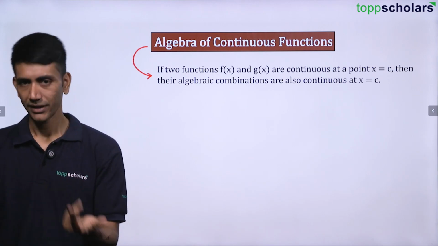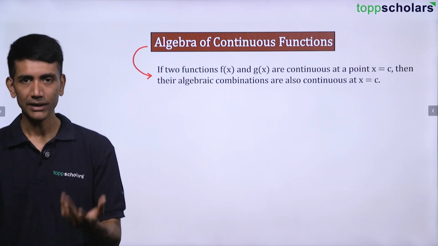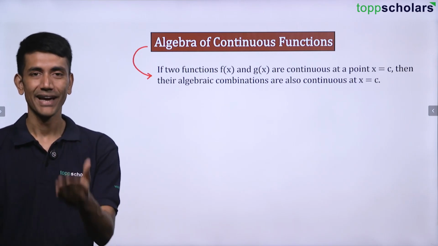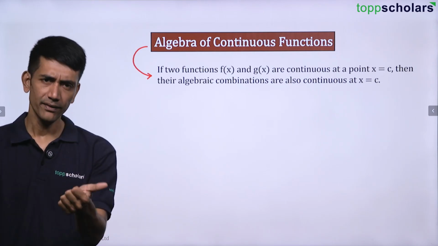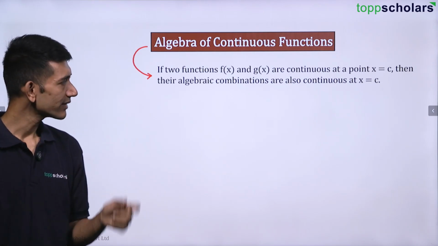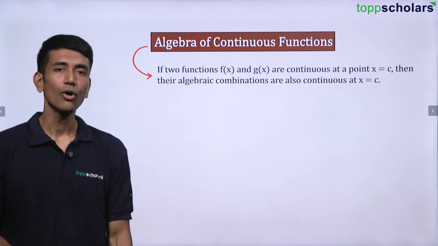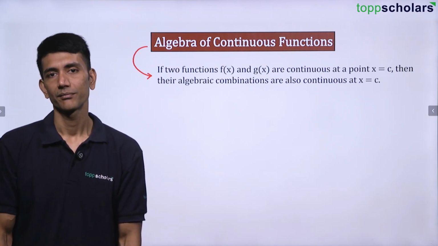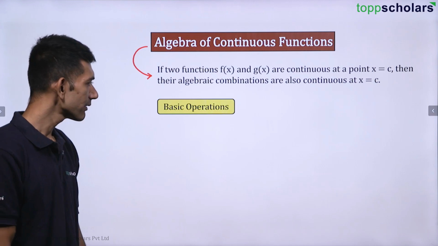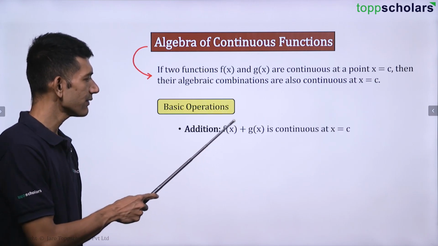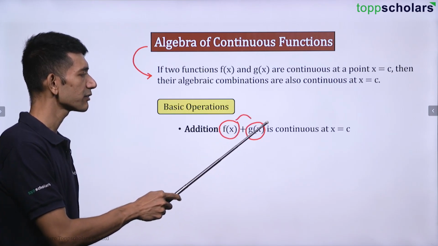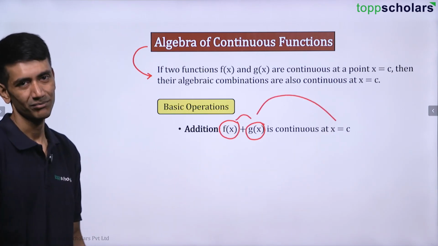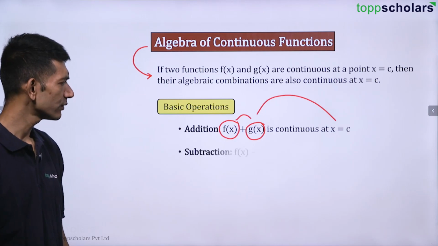So two functions. Definitely we need two functions because we are doing some algebra, we are doing some arithmetic, we are doing some calculations. So if f(x) and g(x) are continuous at c, both of them continuous at c, then their algebraic combinations are also continuous at c. Let us see how. That means f(x) is continuous, g(x) is continuous, then their addition f(x) plus g(x) is also continuous at c.